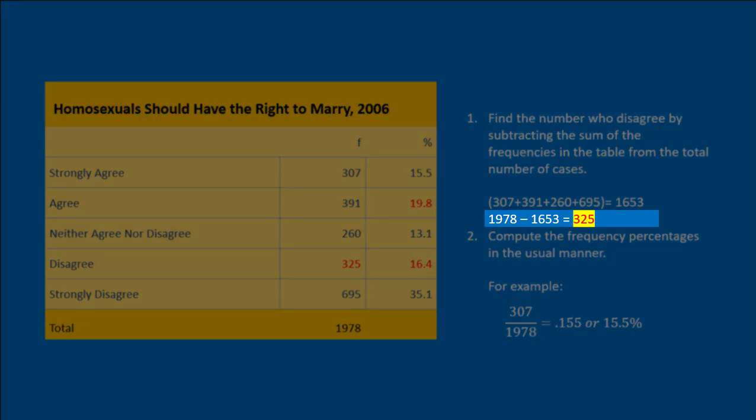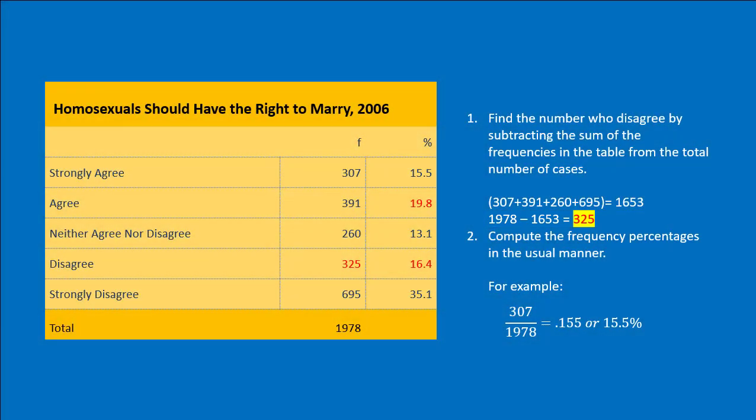To find out the number of people in the disagree category, we take the total, which is 1978. Remember, that total figure represents everybody, including the cases where for some reason the data was missing. Maybe there was a printing error or something like that. We take that 1978, subtract from it 1653. We're left with 325 people, and that's the correct answer.